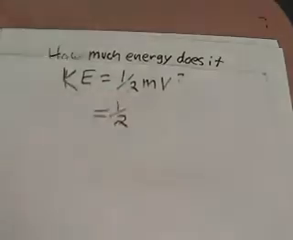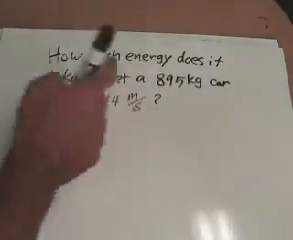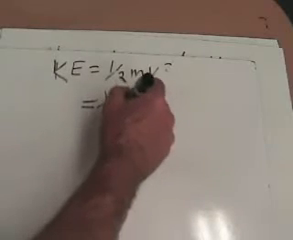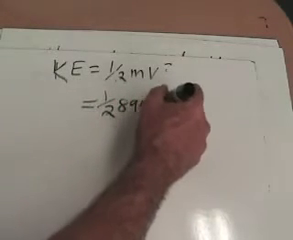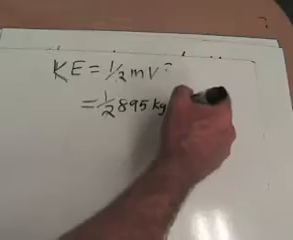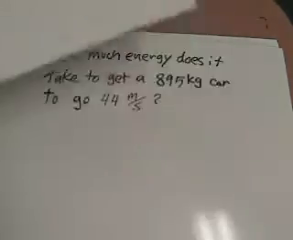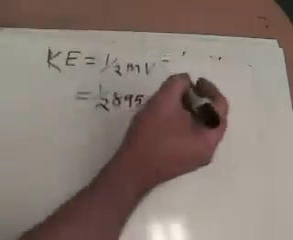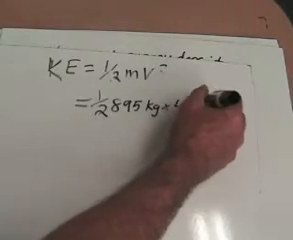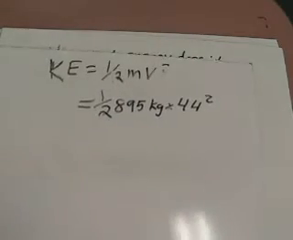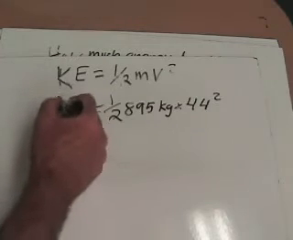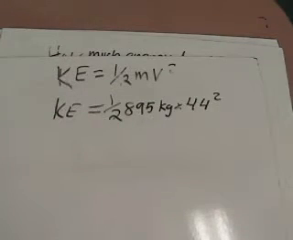Now, half the mass, our mass is 895 kilograms, so I'm just going to say 895 kilograms. Now, we're going to multiply by, and don't forget it's the square of 44. Now, that should give us the kinetic energy that we have here. So let's just go ahead, take out our calculator, and enter this information. You'll see it's not as hard as you may think.